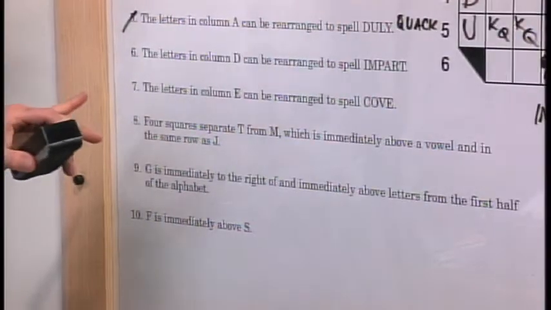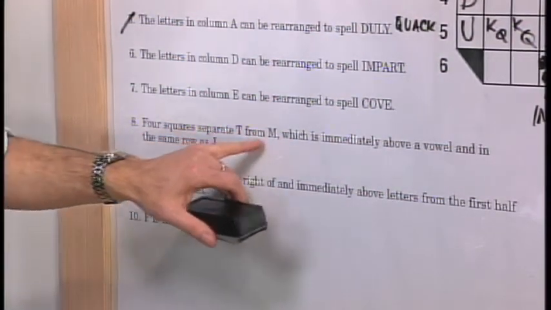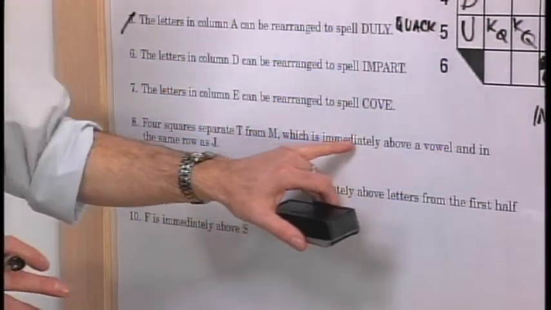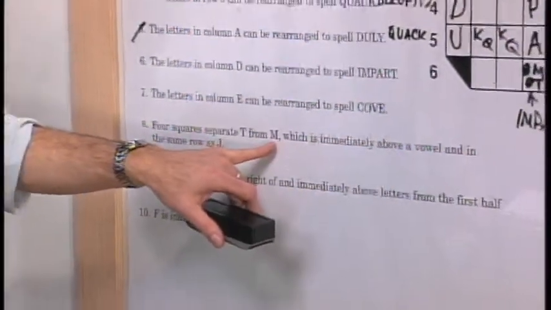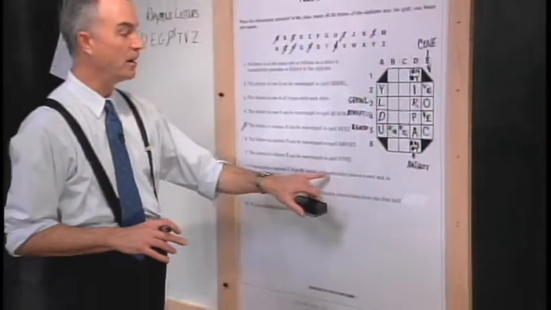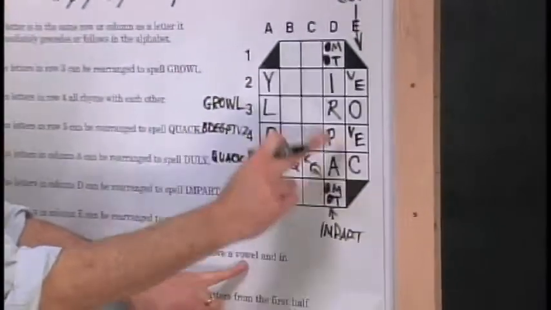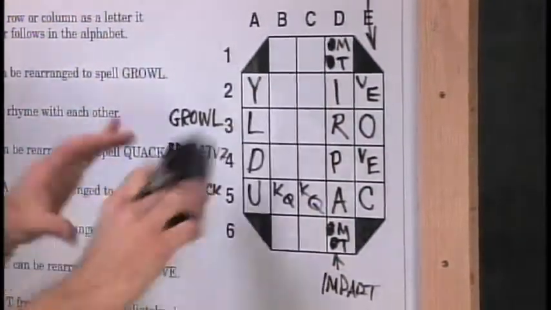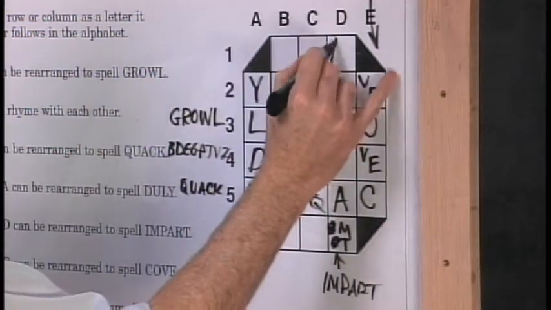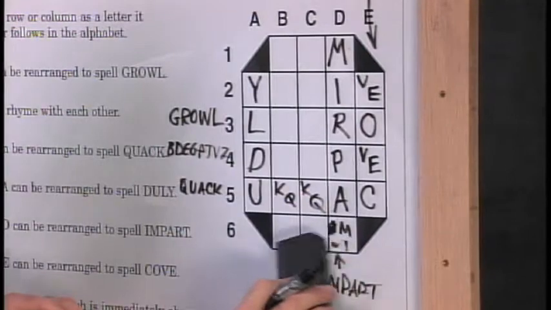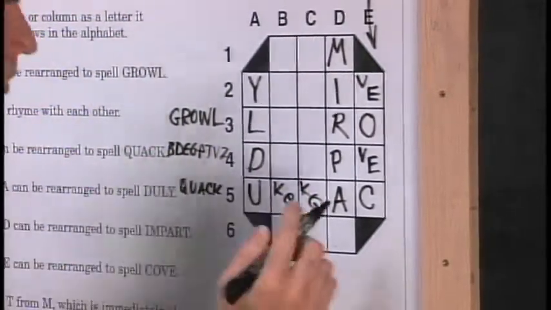The remaining part of clue 8, the continuation says, 4 squares separate T from M, which is immediately above a vowel and in the same row as J. Well, if M is going to be immediately above a vowel, it can't be the bottom square on our puzzle. And as we look up here, we do have an I. We can now determine that M does in fact go above a vowel, I, leaving T at the very bottom. We can erase our clue there.